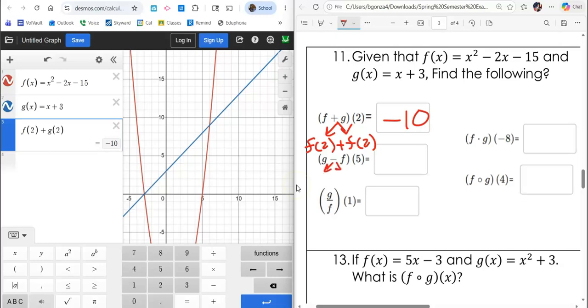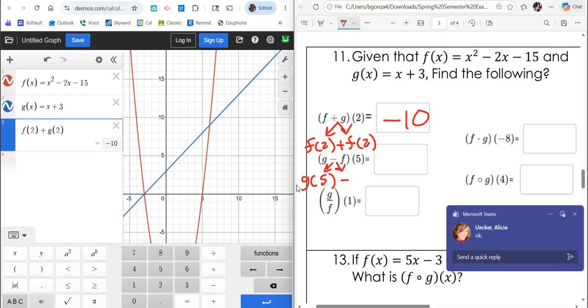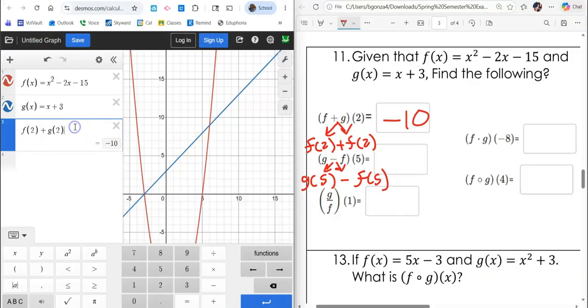Okay, once again, you split it up. G of 5 minus f of 5. Eight. Okay. Now this is f dot g, not an O, not a composition. So f of -8 times g of -8. -325.